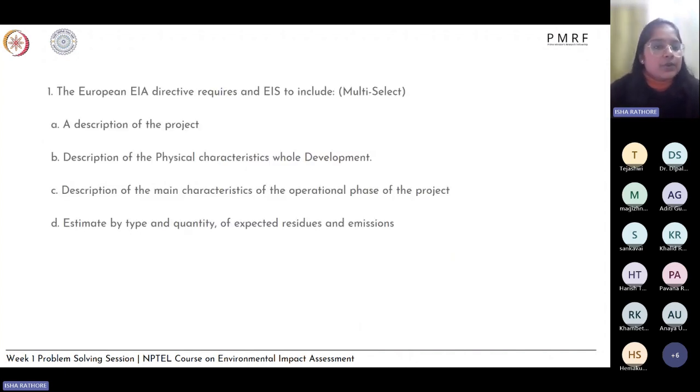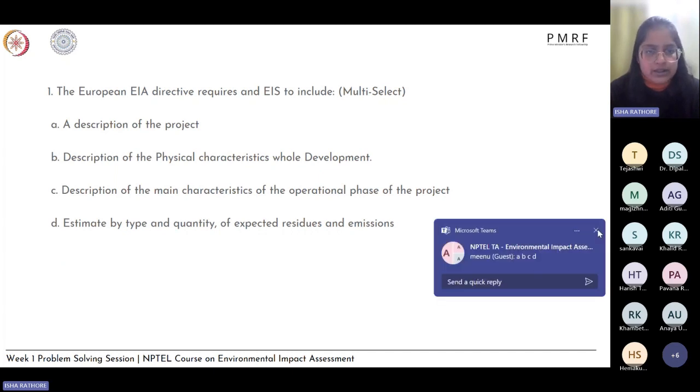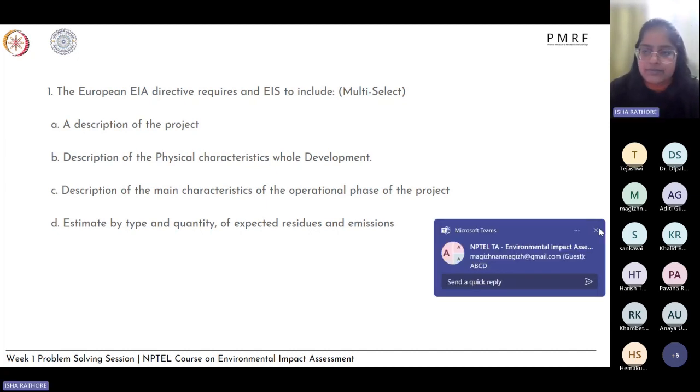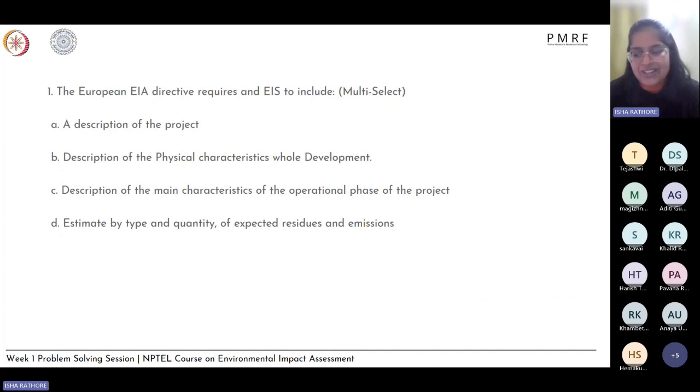So question 1, the European EIA directive requires an environmental EIS to include. This again is a multi-select question. So you have A, description of the project, B, description of the physical characteristics of the whole development, C, description of the main characteristics of the operational phase of the project, and D, estimate by type and quantity of expected residues and emissions. Okay, so we are getting all 4 options so far. Okay, I believe everybody has gone through the week 0 assignment already. Okay, so A, B, C, D are all correct answers.